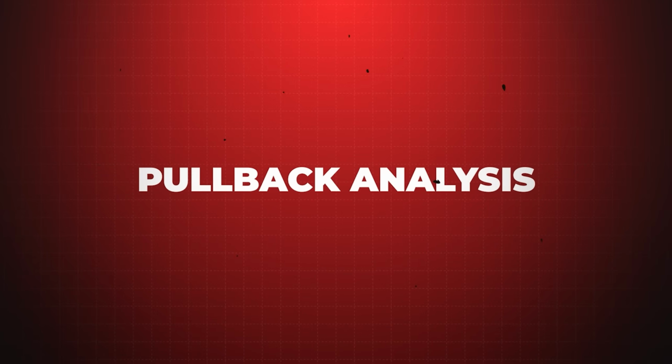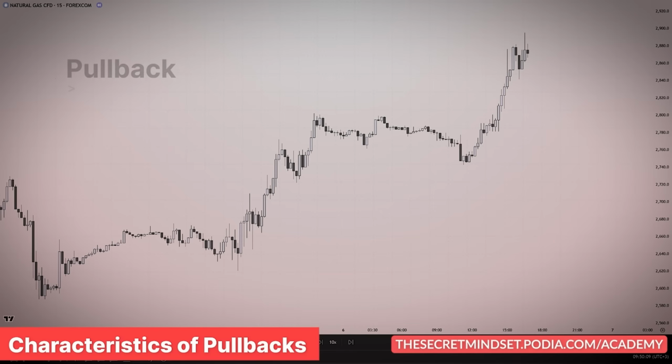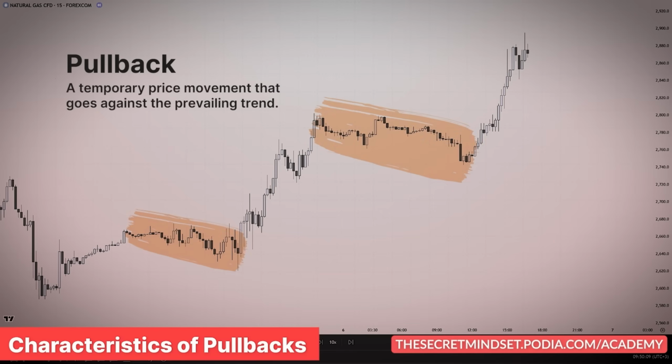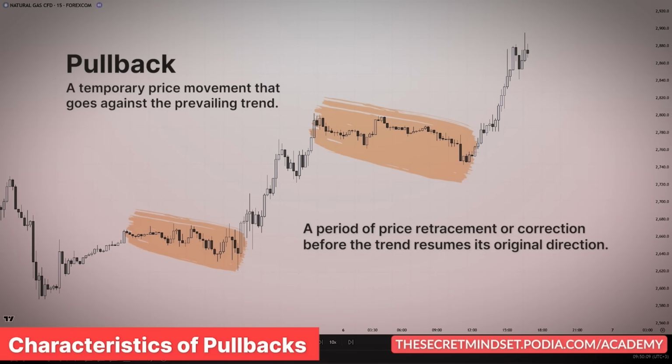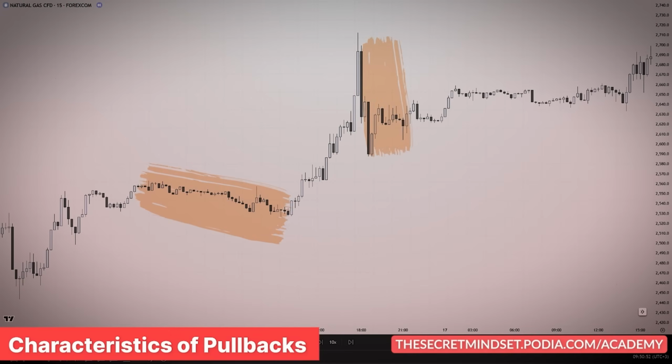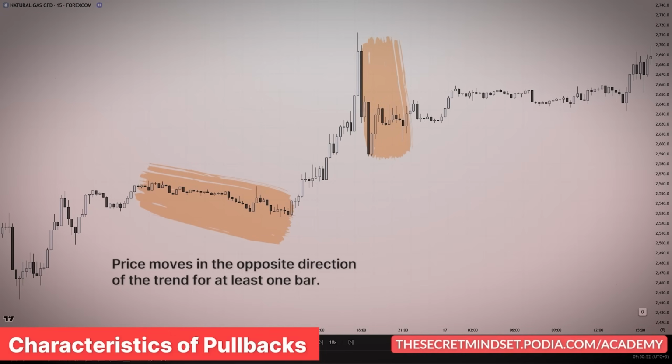Now, let's talk a bit about pullbacks. A pullback is a temporary price movement that goes against the prevailing trend. It's a period of price retracement or correction before the trend resumes its original direction. Pullbacks occur when price moves in the opposite direction of the trend for at least one bar.